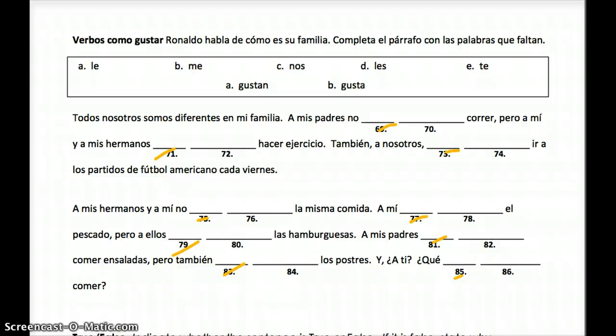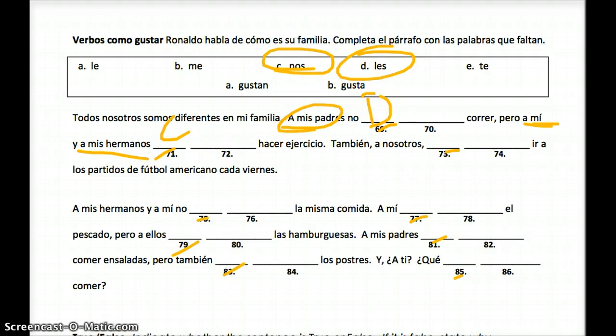So, a mis padres, so that's two people, doesn't include the word yo or nosotros, so it's les. Next one, a mis hermanos. This is kind of hard because it's right there at the end, people missed it. But to me and my brother, so that would be nos. También a nosotros, again it's nosotros, so it'd be nos. A mis hermanos y a mí, again that's nosotros. A mí, that would be me.